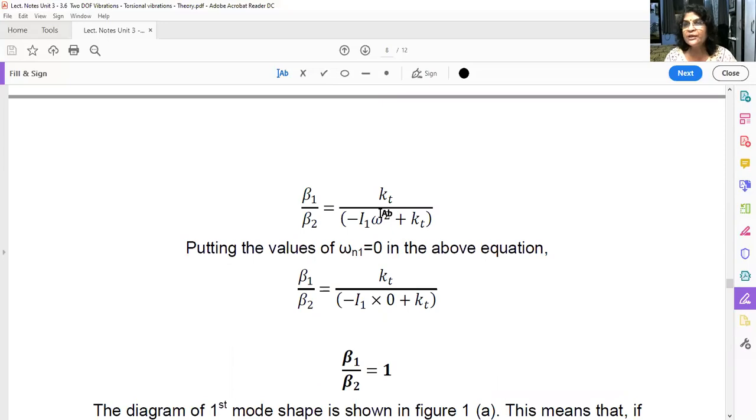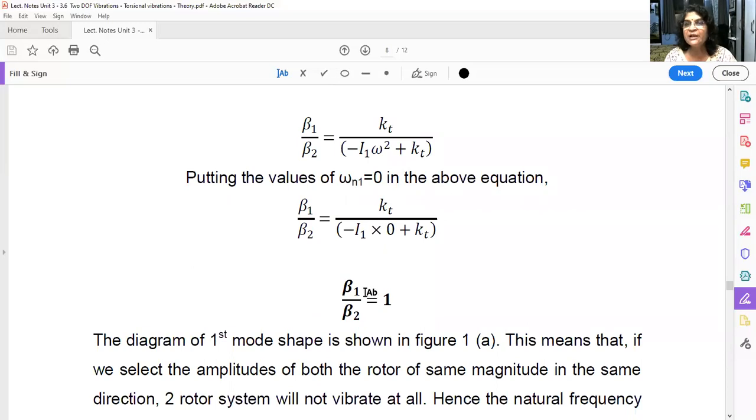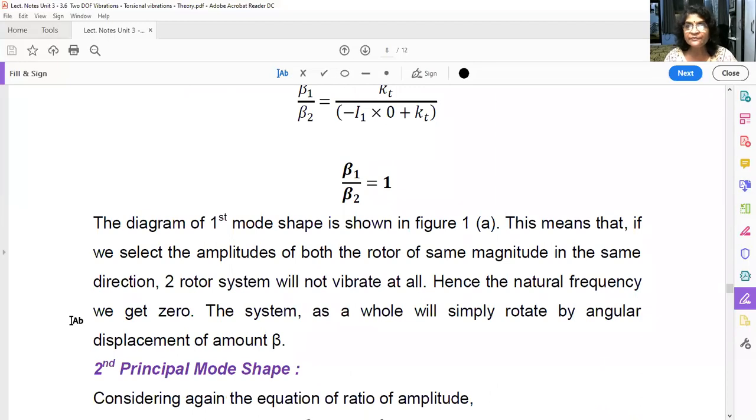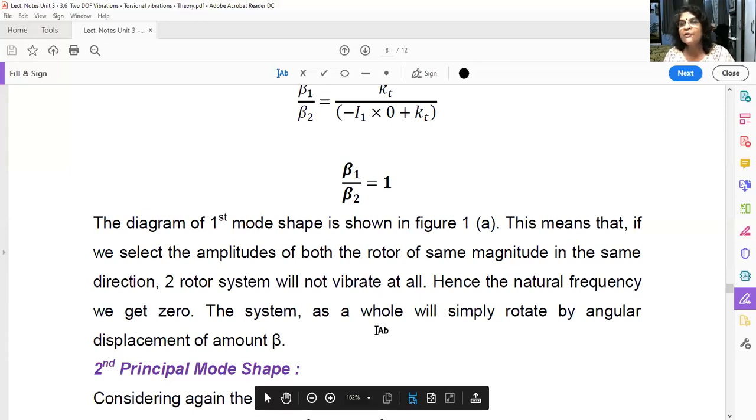So when we put 0 here, it becomes KT upon KT, that becomes 1. That means beta 1 upon beta 2 is equal to 1. So what is its physical interpretation? The diagram of first mode shape is as shown in figure 1a. This means that if we select the amplitudes of both the rotors of same magnitude in the same direction, the two rotor system will not vibrate at all. Hence, the natural frequency will be 0. The system as a whole will simply rotate by angular displacement of amount beta.